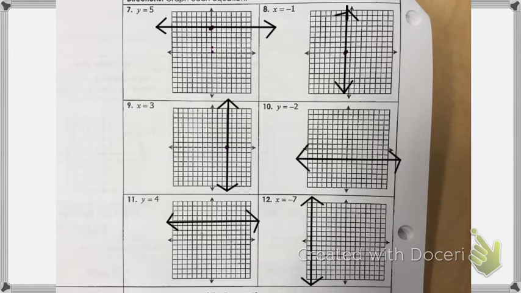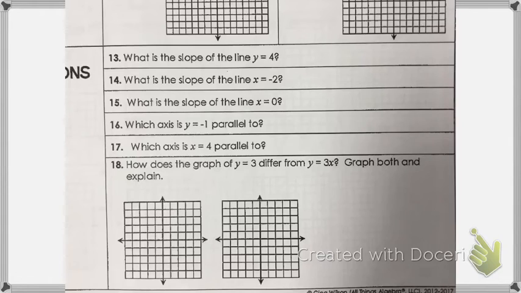So we got to talk about one more thing, as you can see from your notes. I'm going to take you through what my brain does to go through these. You're going to get a look inside my head, okay? So here's how I would process number 13 on your notes. It says, what is the slope of the line y equals 4?